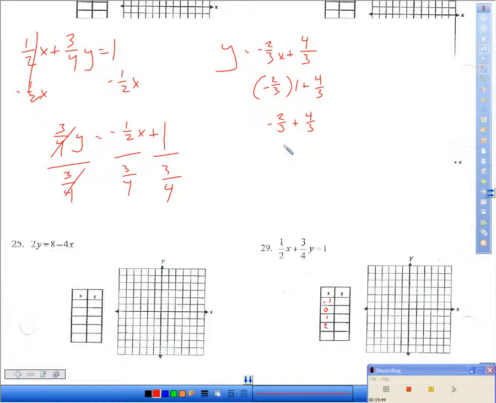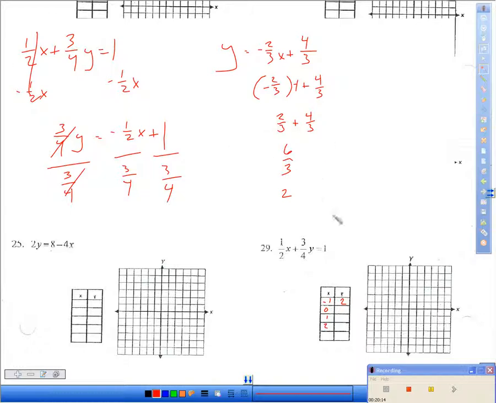If we add that, we get 2/3, which if we change to a decimal, I've messed up somewhere. Yeah, this should be a negative 1. So negative 2/3 times negative 1 would be positive 2/3. 2/3 plus 4/3, that's going to give us 6/3, which is just 2. So when we substitute negative 1 in, we get the whole number 2 for y.